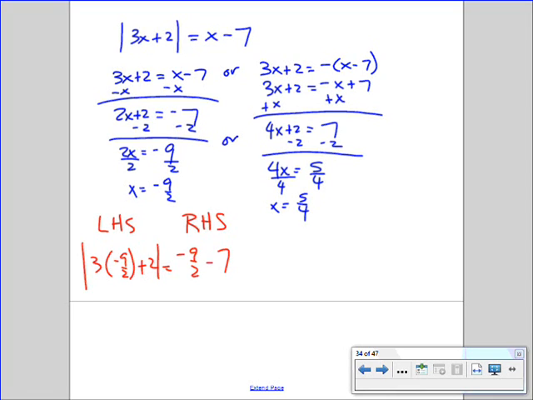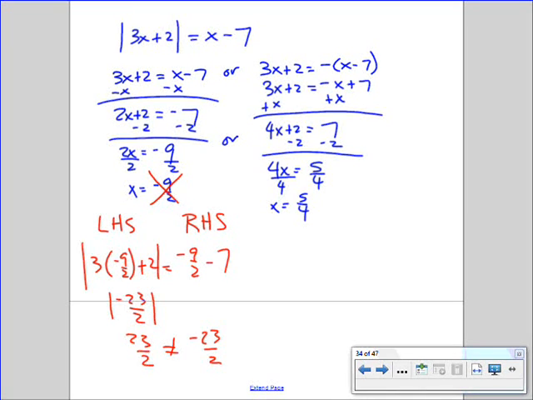Now, 3 times negative 9 halves is negative 27 halves, and 2 is 4 halves. Negative 27 halves plus 4 halves would be negative 23 halves. So we have the absolute value of negative 23 halves, and that would be 23 halves. Now, on the right-hand side, 7 becomes 14 halves, and negative 9 halves minus 14 halves is negative 23 halves. Now notice 23 halves is not equal to negative 23 halves, so negative 9 halves doesn't work.